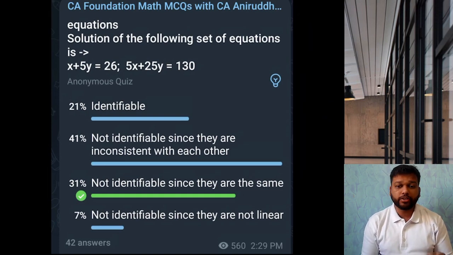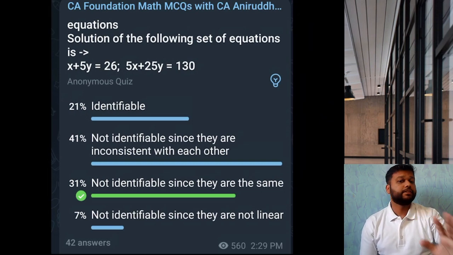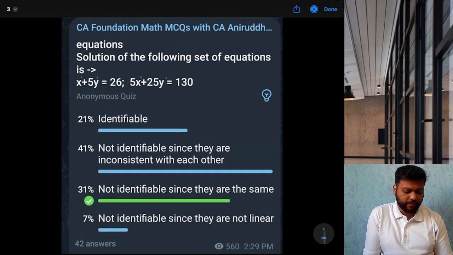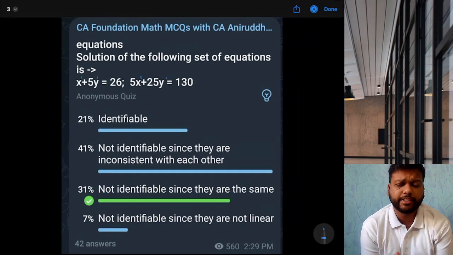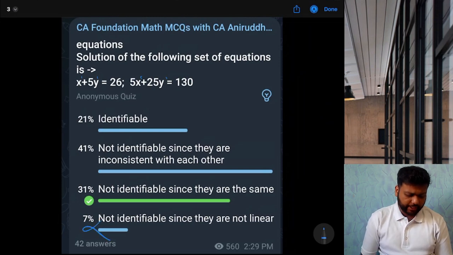Not identifiable since they are not linear. That is not correct, because linear equations are what? Where power of all the variables is either 0 or 1. So here there is x raised to 1, y raised to 1. There isn't any square root or something like that, right? So these are linear equations, so this is not the correct answer.